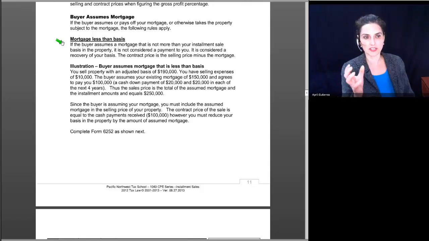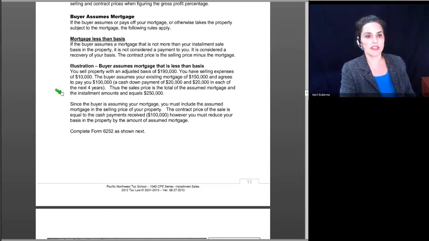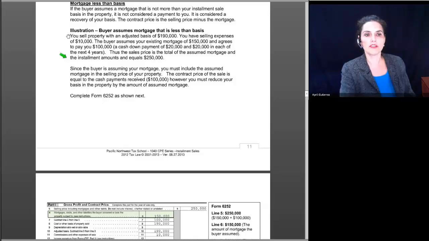So in this first section, we're going to talk about the mortgage that is assumed by the buyer from the seller, or for the seller, being less than the basis that the seller has. If the buyer assumes a mortgage that is not more than your installment sale basis in the property, it is not considered to be a payment to you. It is considered a recovery of your basis. The contract price is the selling price minus the mortgage. And here is an illustration where the buyer assumes a mortgage that is less than the basis.